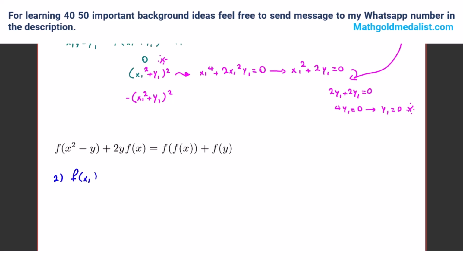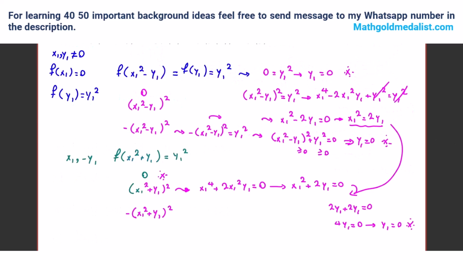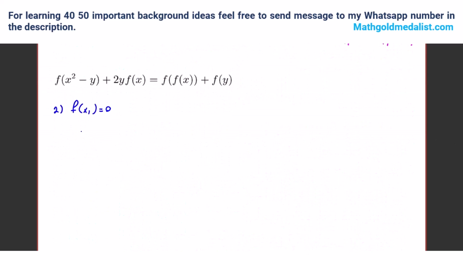F of x1 is 0. F of y1 is negative y1 squared. X1 and y1 are not 0, okay? So we write f of x1 squared minus y1 minus y1. This one is 0, this one is 0, because f of x1 is 0, which is equal to f of y1.